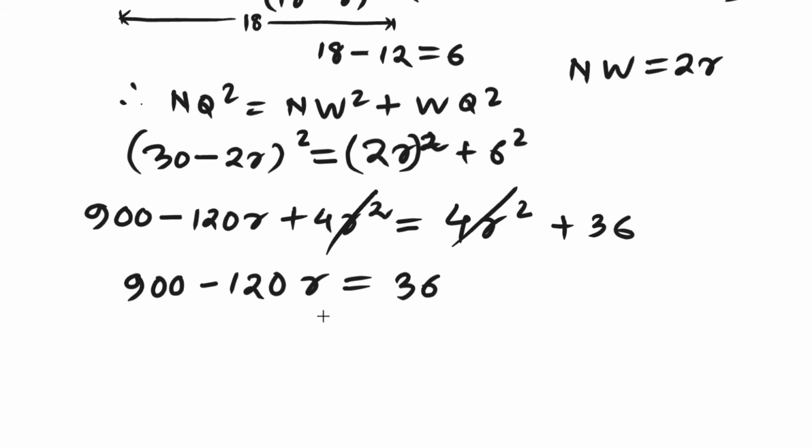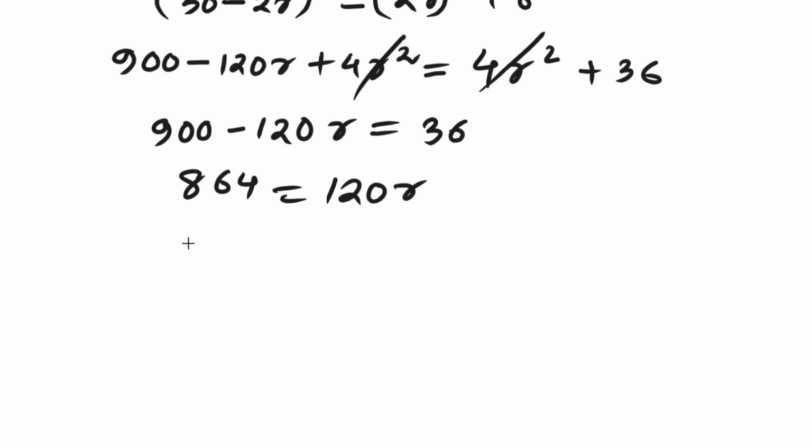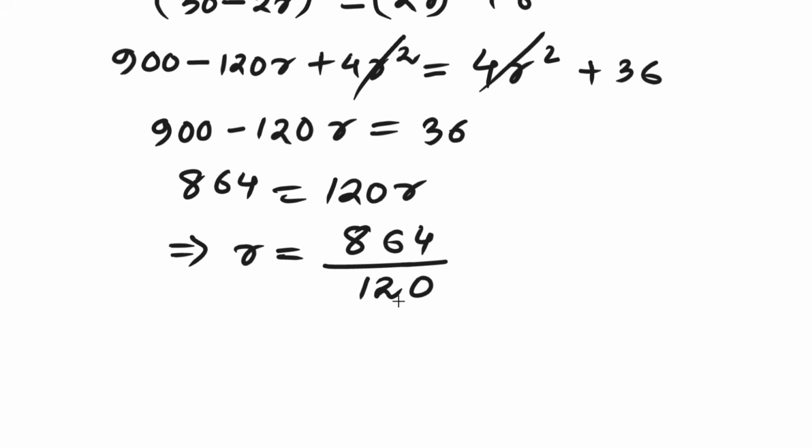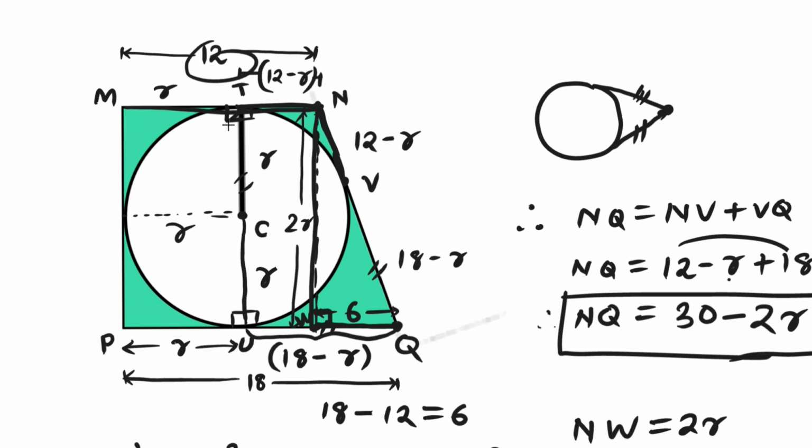Next, subtract 36 from 900, giving 864. So we now have 864 equals 120R. Finally, divide both sides by 120 to isolate R. This gives R equals 864 divided by 120, which equals 7.2. Therefore, the radius of the circle is 7.2 units.